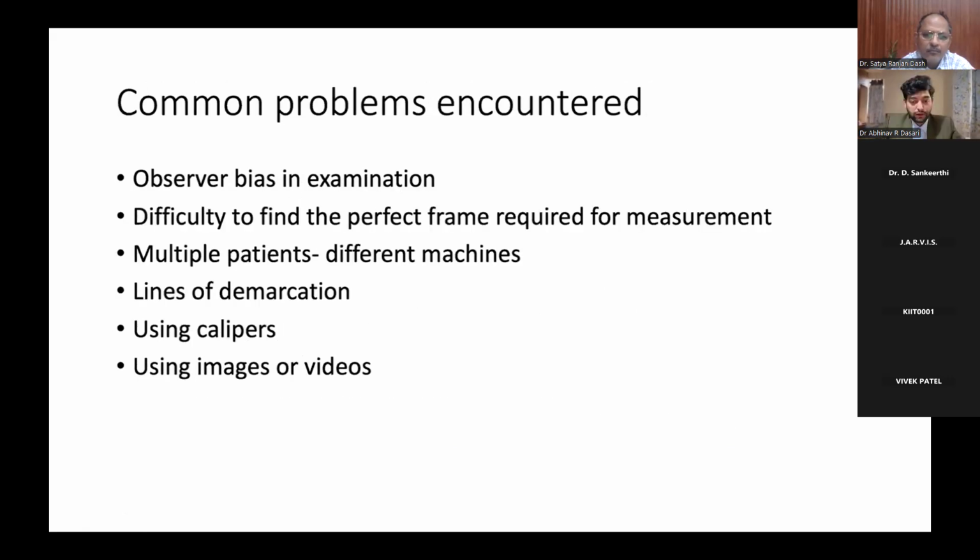So what are the common problems encountered in ultrasound operation? There is something called observer bias, because different operators have different ideas in their minds, different measurements, different ways of using the calipers, and different feelings about echogenic margins. The main problem is finding the perfect frame required for the measurement. With multiple patients and different machines, there is a discrepancy in the standardization of these measurements. With calipers, as I said, everybody has a different idea of where to measure from and to. And some measurements are done with images and some with videos.